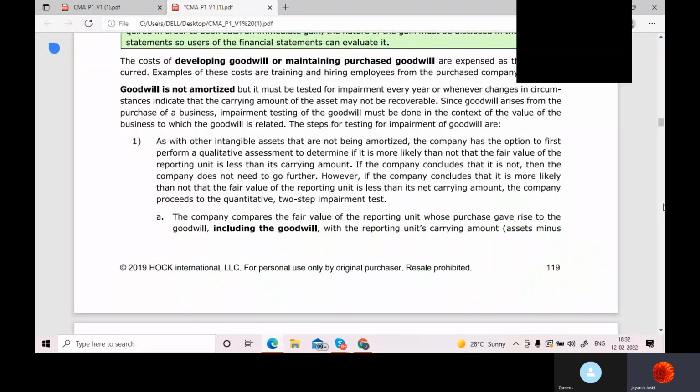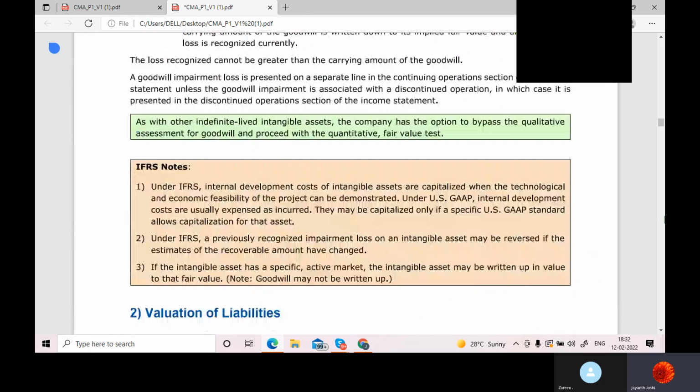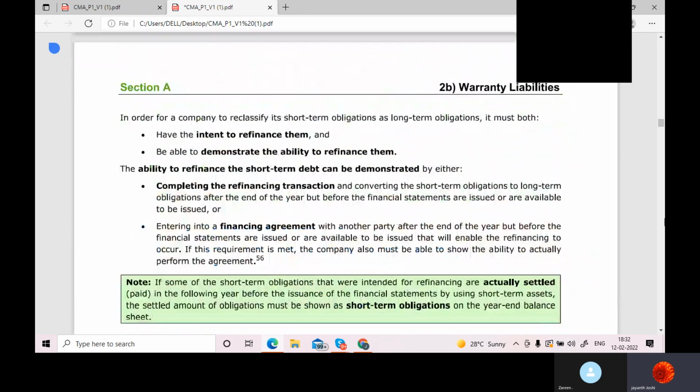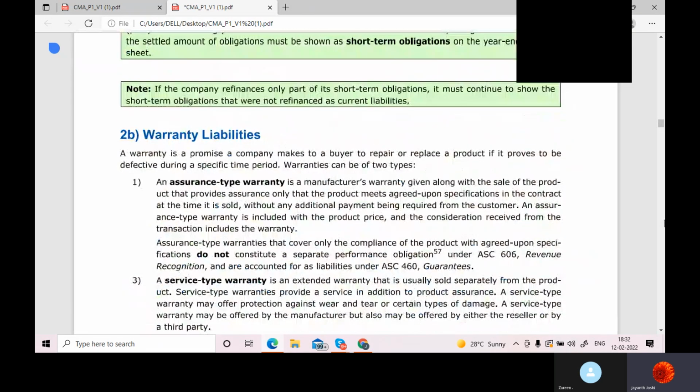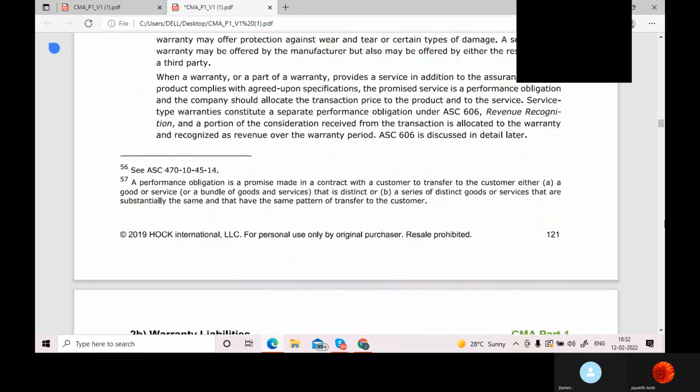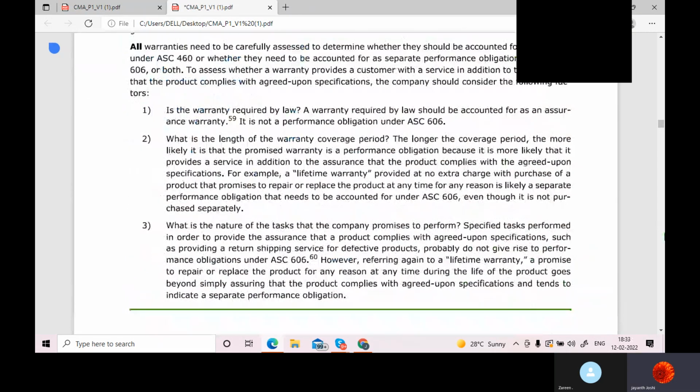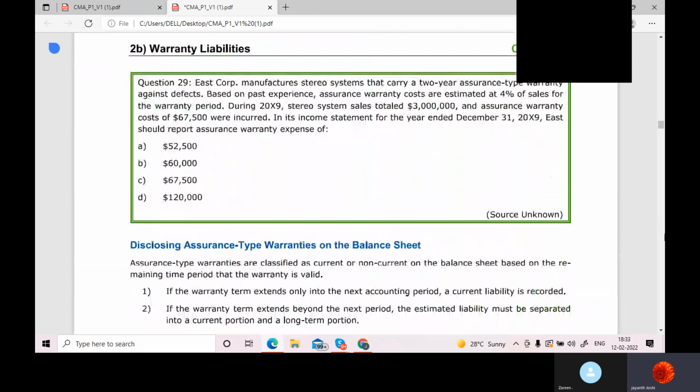Just a second. All of you, both of you should do this question in your books. Okay. Yeah, here.